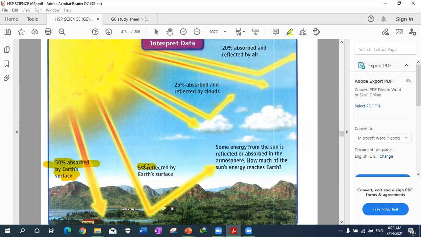Do you know what we mean by reflected? It's like a mirror. Yes, well done.